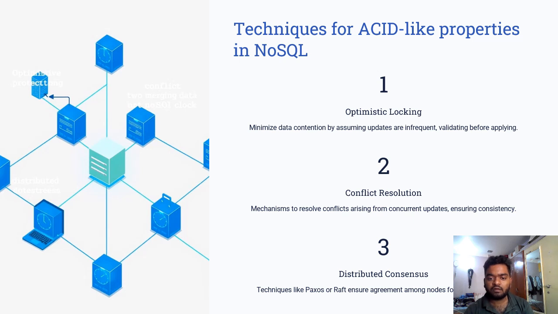The third technique is distributed consensus techniques like Paxos or Raft, which ensure agreement among the nodes.